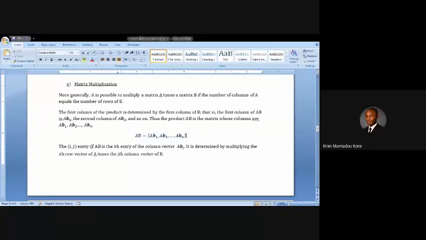So the ij entry of AB is the i-th entry of the column vector A times B sub j. It is determined by multiplying the i-th row vector of A times the j-th column vector of B.